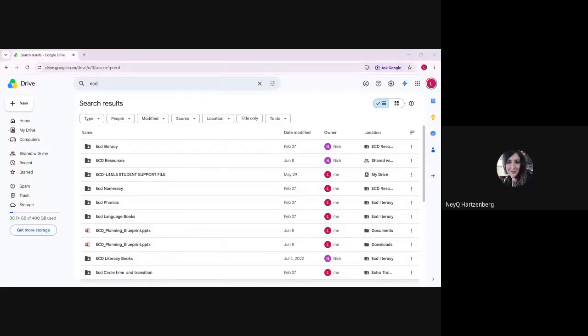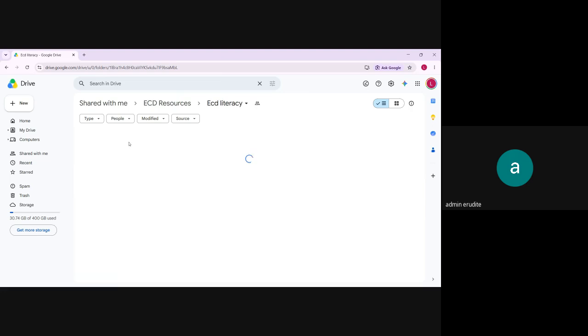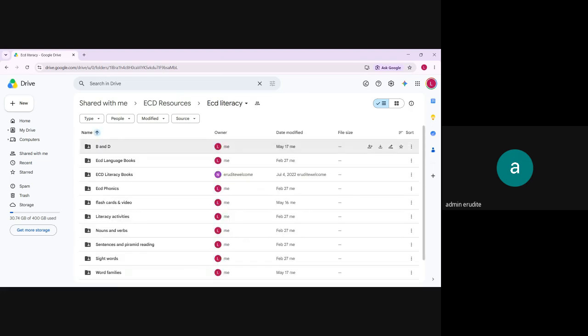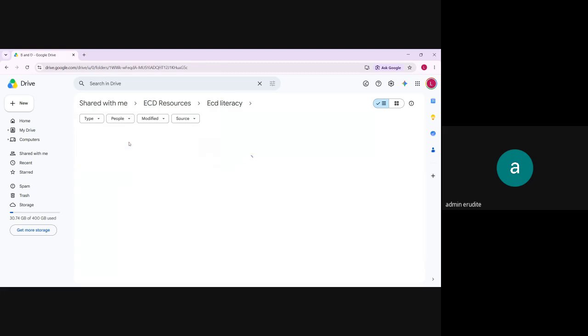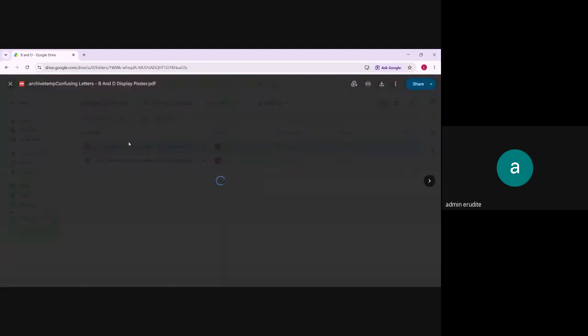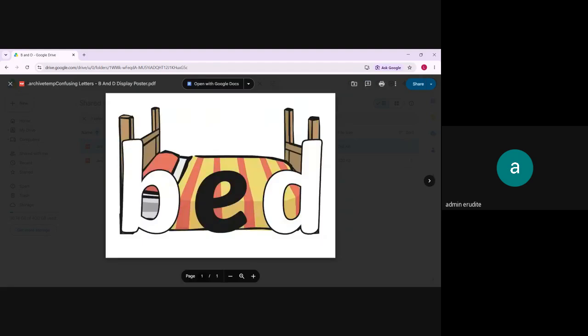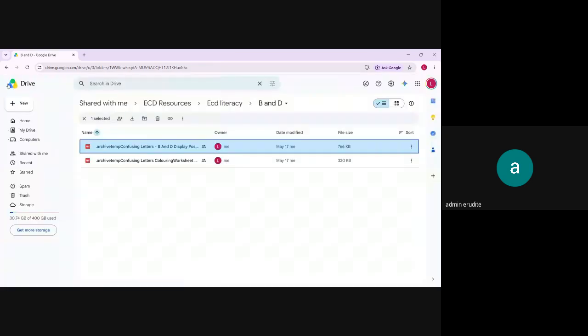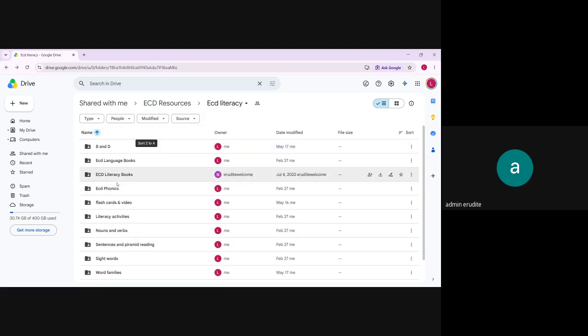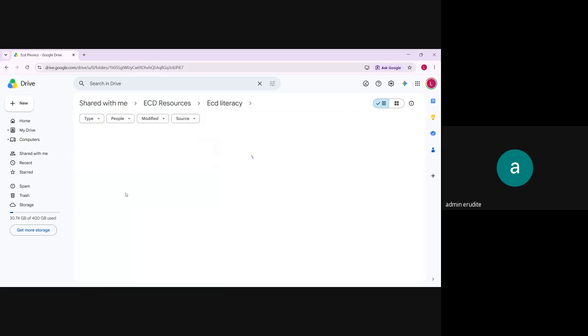Okay. So, can you see my screen, Shanae? Yes, I can. It's open on the drive. So this is the ECD resource drive that we've got. For literacy, for example, you don't need to go and look for pictures. You just go in here and read through this, B and D. And there's more pictures to show you. This is a B, this is a D. It spells bed. So this is more for grade R. There's a coloring picture as well. So you can just go through it and see what would work for your class.